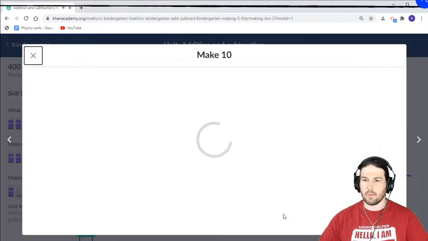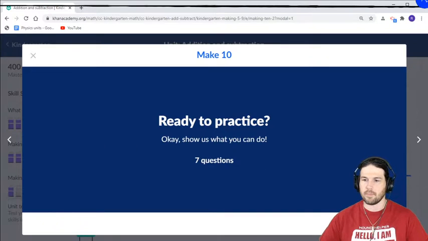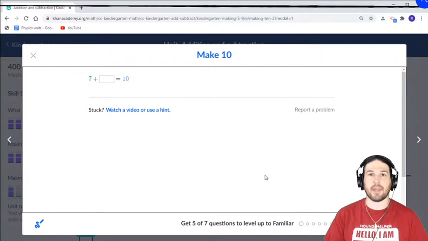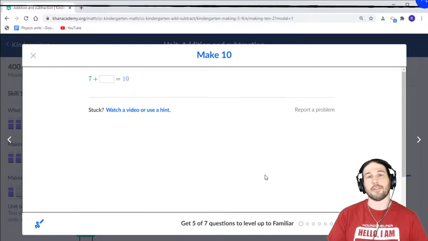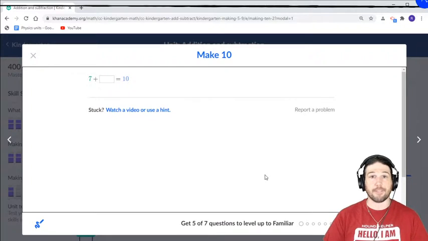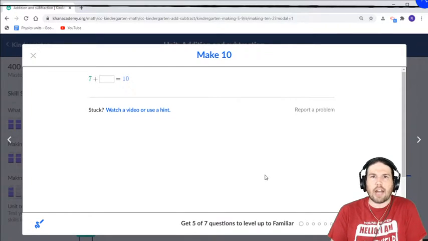Moving on. We're back to making 10. And again, just another way of seeing the same thing. This time they are removing the scaffolding of the 10 grids, right? We're just expected to deal with it without any visuals.